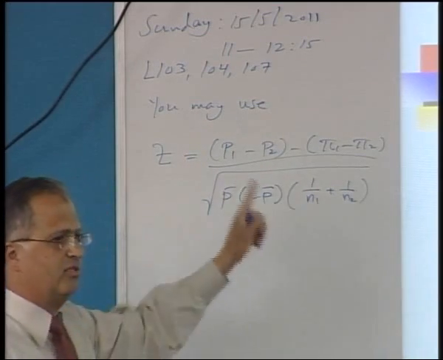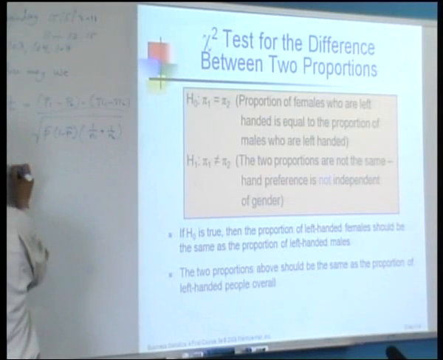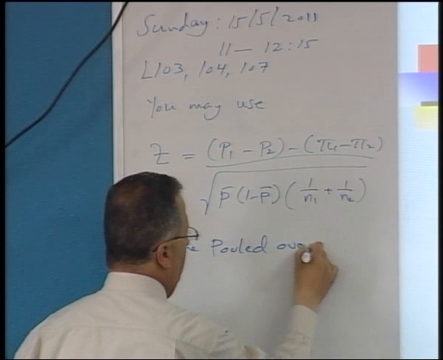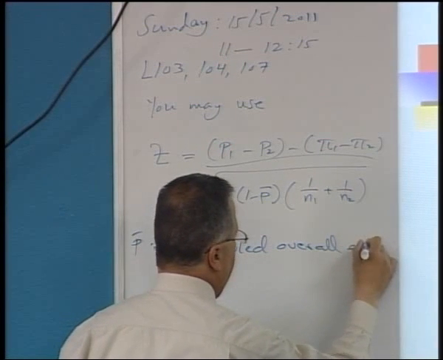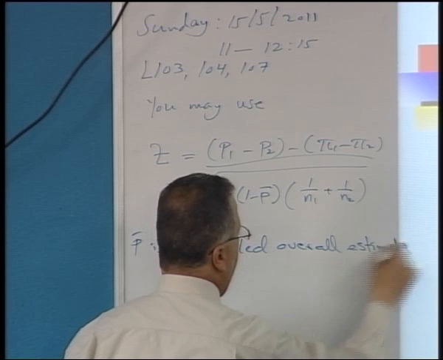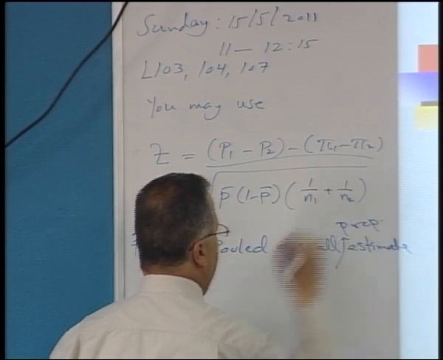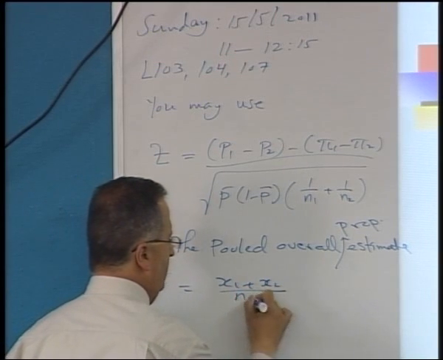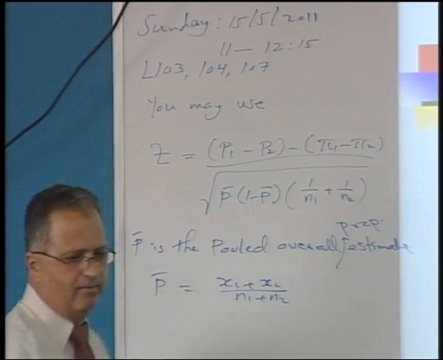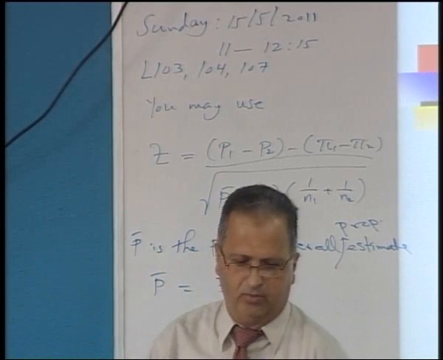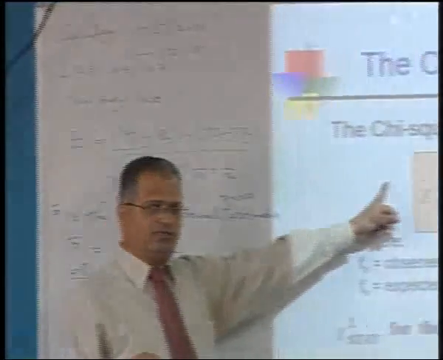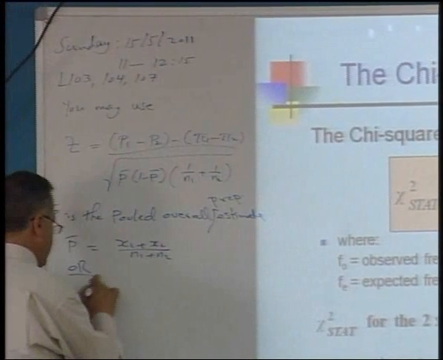This is under the square root, where p-bar is the pooled overall proportion estimate, where p-bar equals x1 plus x2 divided by n1 plus n2. Or, in this chapter we are going to use the chi-square statistic, which is given by this equation.